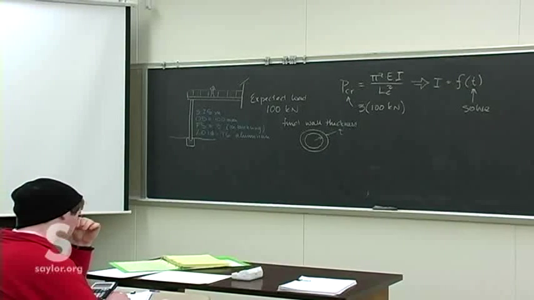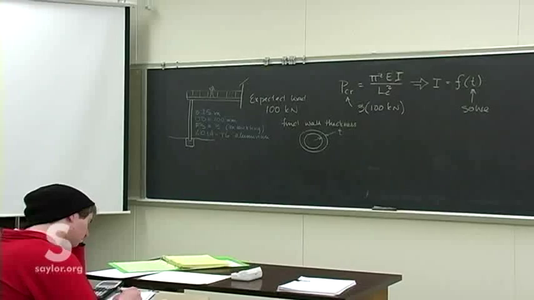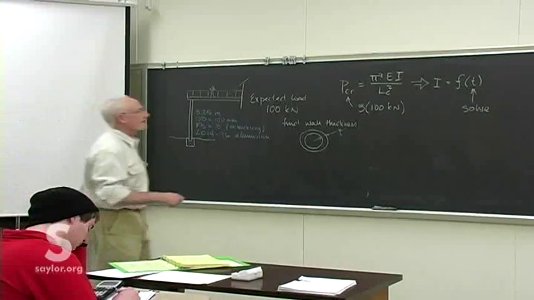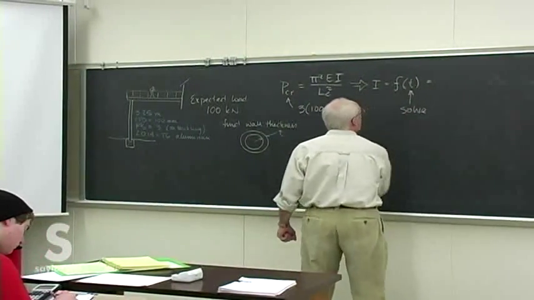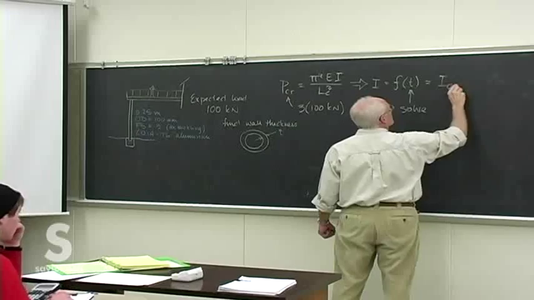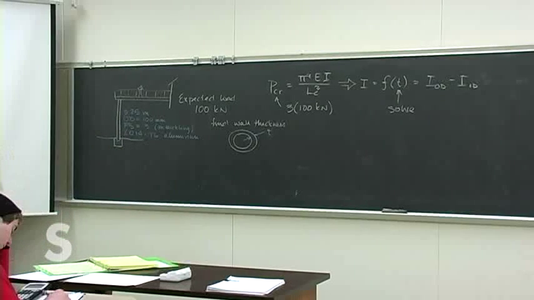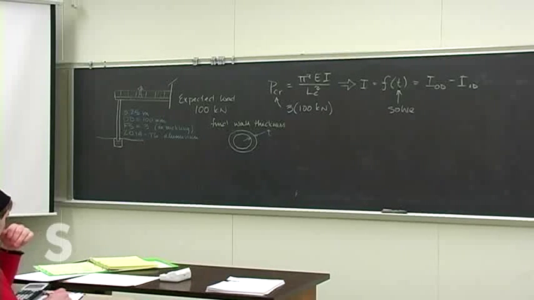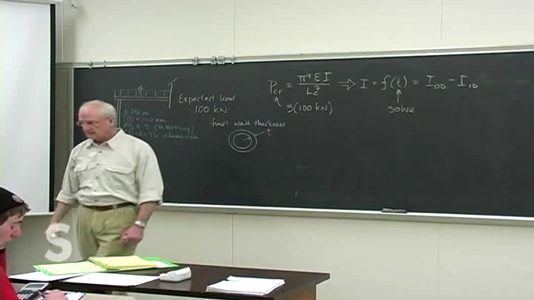And for I, I guess you can put it here. You can do it as a compound body. It's just a big circle with a little circle cut out of it. And then that little circle is a function of t. And so then you can solve for t equal to that.